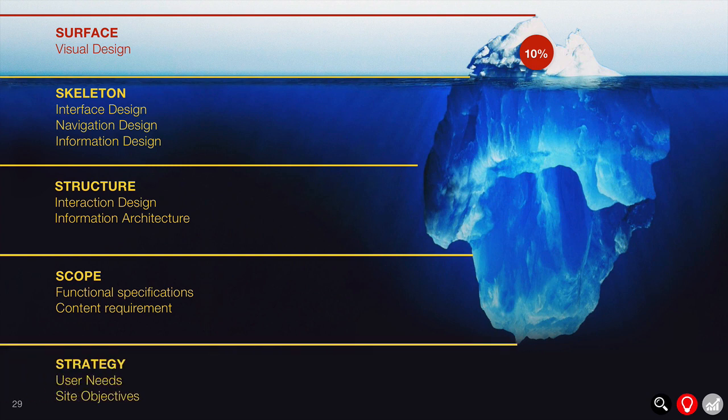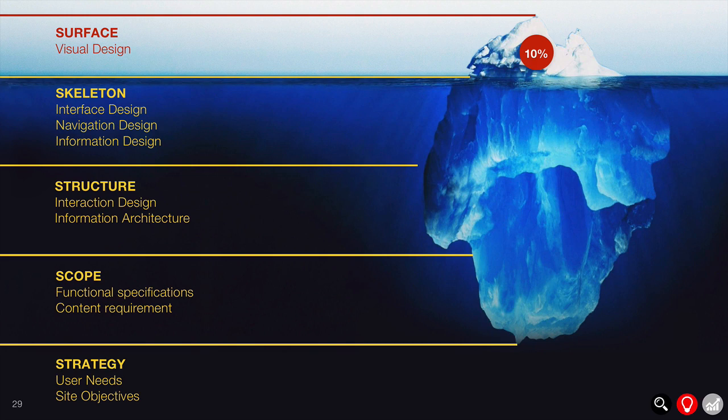And beneath the process, normally towards the beginning of the process, we start thinking about the strategy: who are the users, what are your overall objectives for that site, that email, etc. So it starts at the bottom and works its way up in terms of priorities.